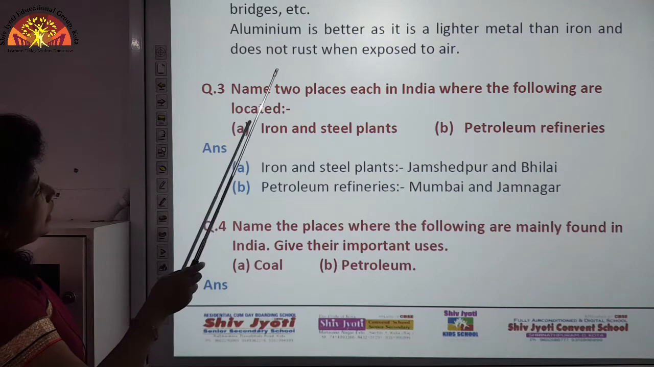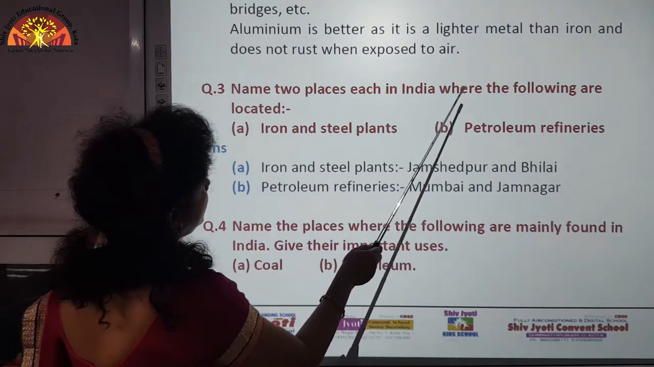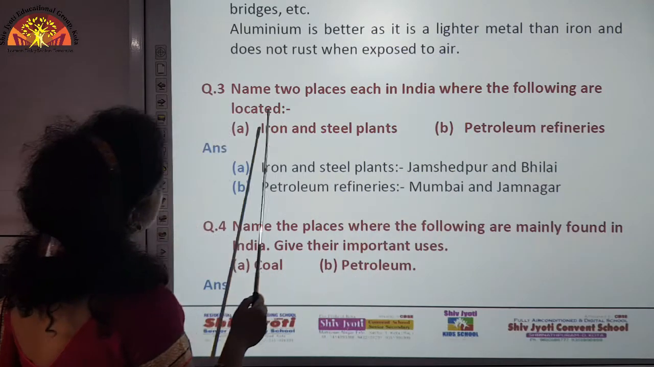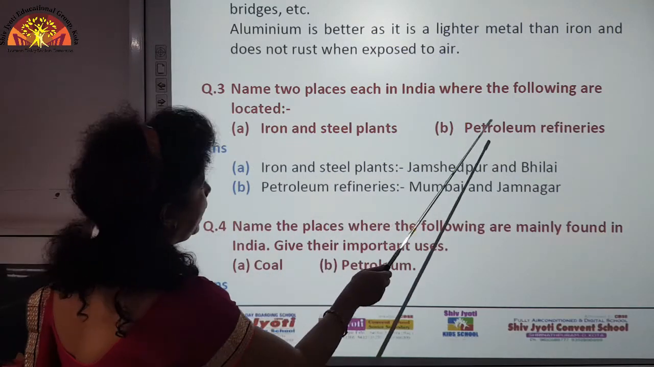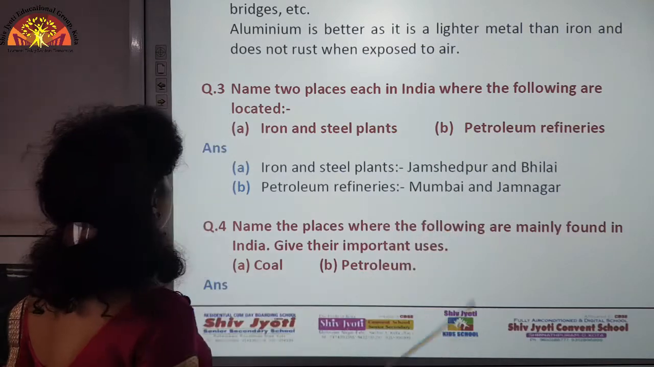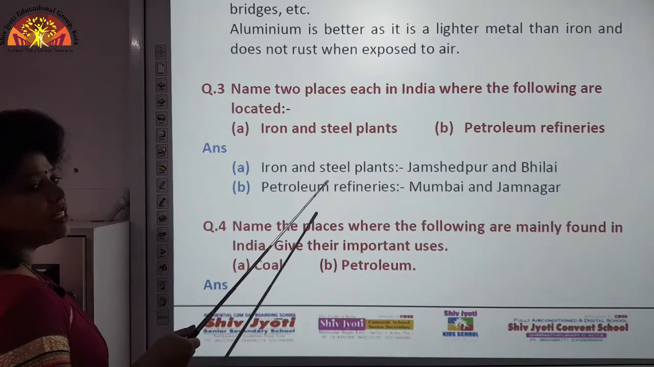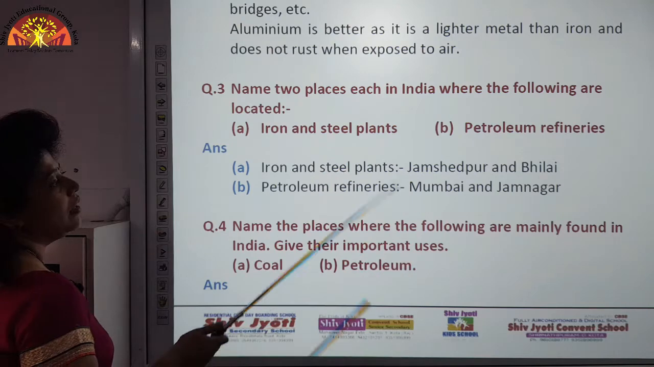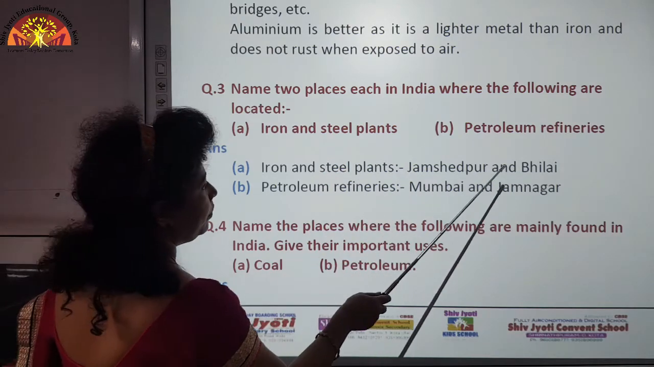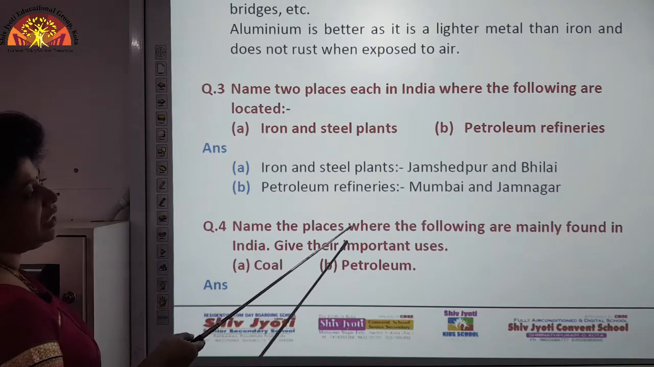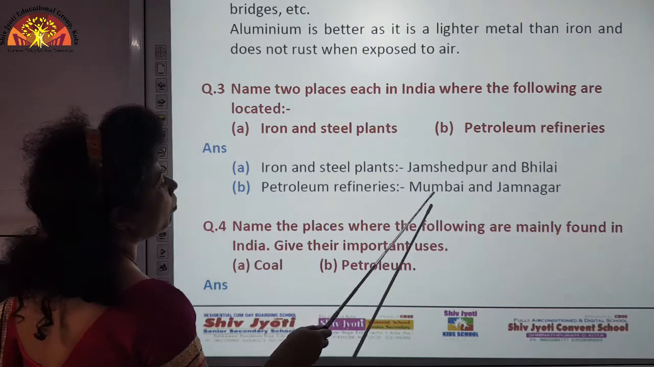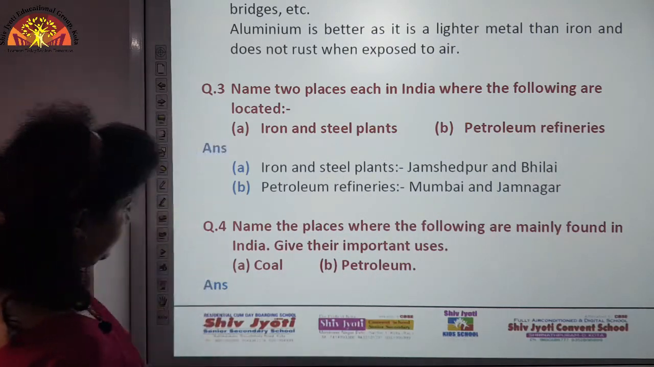Question 3. Name two places each in India where the following are located. A. Iron and steel plants. B. Petroleum refineries. So, where are iron and steel plants found in India? They are found in Jamshedpur and Bhilai. And where are petroleum refineries found in India? They are found in Mumbai and Jamnagar.